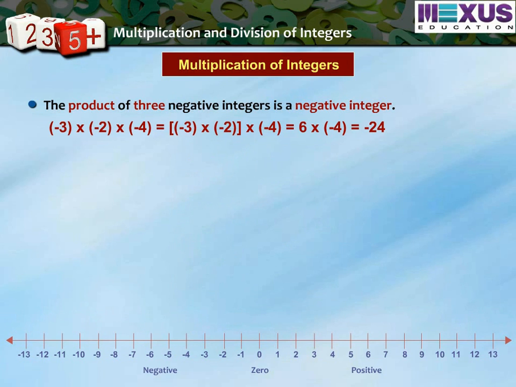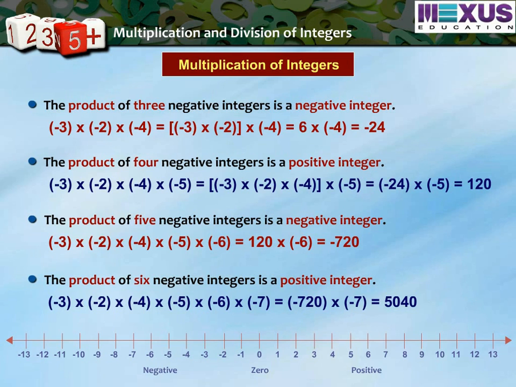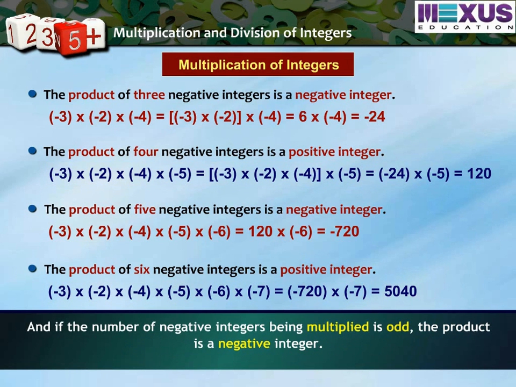What if we multiply three negative integers, or four, or 5 or more? Let us see. From these products, we can say that the product of three negative integers is a negative integer. The product of four negative integers is a positive integer. The product of 5 negative integers is a negative integer. The product of 6 negative integers is a positive integer. Thus, we find that if the number of negative integers being multiplied is even, then the product is a positive integer. And if the number of negative integers being multiplied is odd, the product is a negative integer.